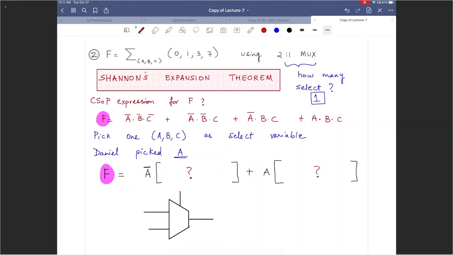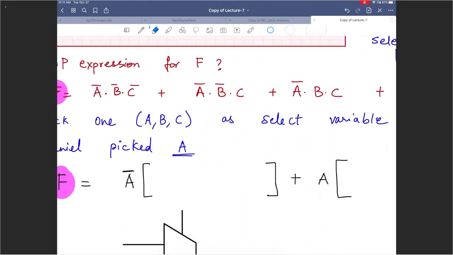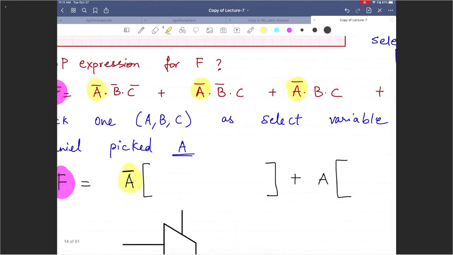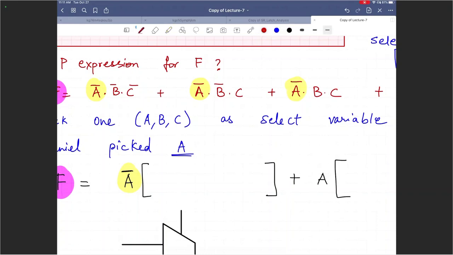In order for them to match, let us try to work on the first question mark. What should go here in order for those two expressions to match? Well, it is quite simple. You will first look at where is A complement so that you can factorize. There's an A complement there, there's an A complement there, there's an A complement there. There's no A complement there. So what would I need to write over here? I would need to write in the square brackets B complement and C complement, or B complement and C, or B and C.